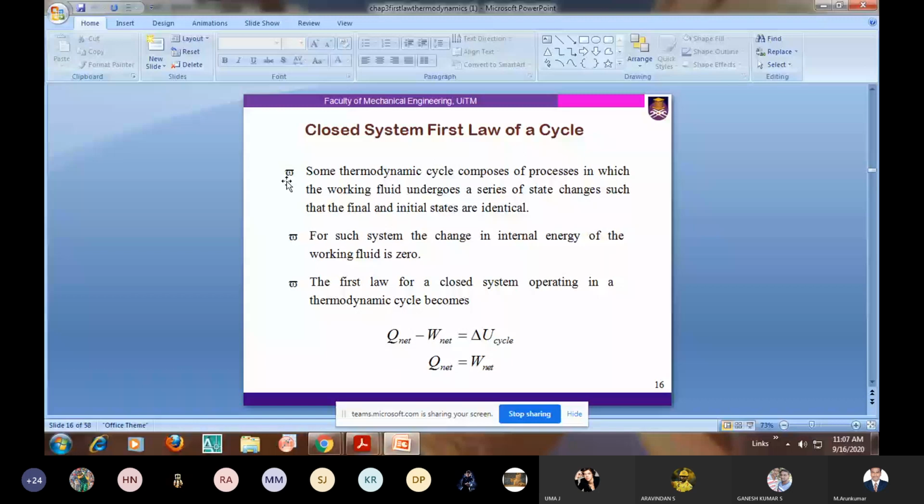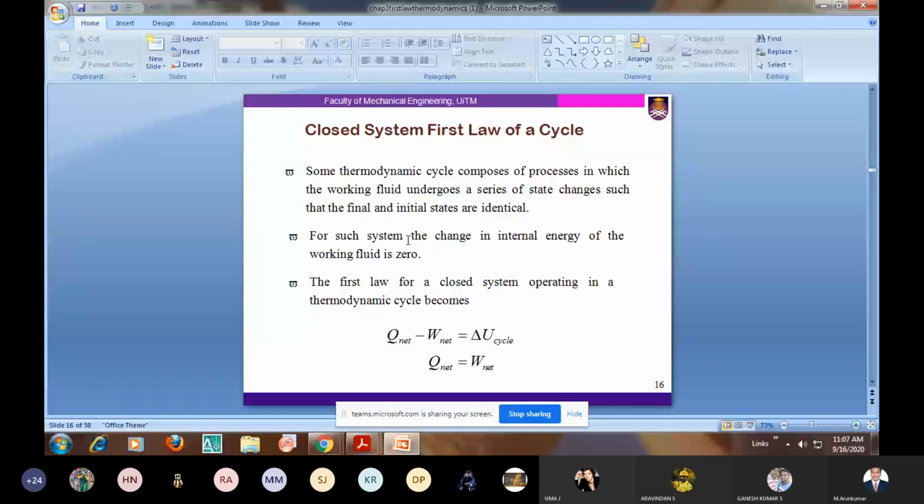So in the previous classes, we looked at only one process. But if 2-3 processes get combined and the initial state and final state have the same properties, then we can call that a cyclic process. So here we are going to look at what the cyclic processes are and their applications. For such a system, the change in internal energy of the working fluid is 0. So the change in internal energy, delta U, in the system is 0 because the initial state and the final state will be the same.